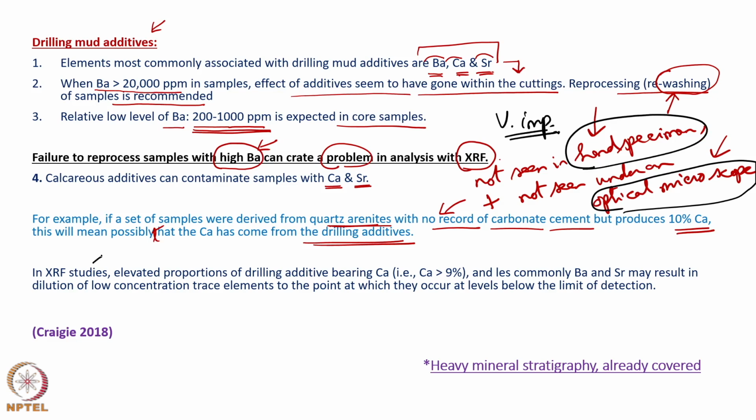In the XRF studies, elevated proportions of drilling additive bearing calcium, for example, calcium more than 9% and less commonly barium and strontium, may result in dilution of low concentration trace elements to the point at which they occur at levels below the limit of detection. So, these points are to be kept in mind. Heavy mineral stratigraphy is an important branch of chemostratigraphy. For that, I have already delivered an NPTEL lecture, you can have a look.